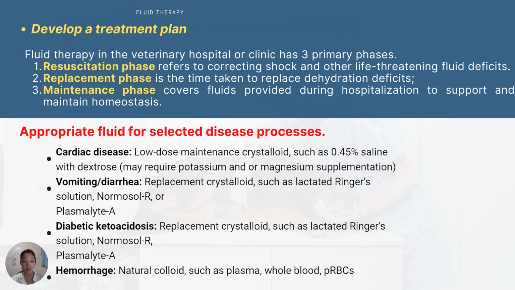So after we identify the fluids to use, we now have to develop a treatment plan. Fluid therapy in a veterinary hospital or clinic has three primary phases, which can overlap and alternate depending on how a patient presents and the progression of its disease process. First we have the resuscitation phase. This refers to correcting shock and other life-threatening fluid deficits. This is the critical phase of fluid therapy where you need to exert balance.